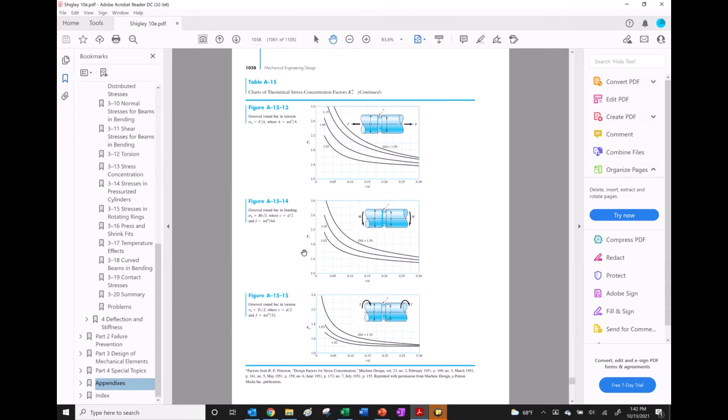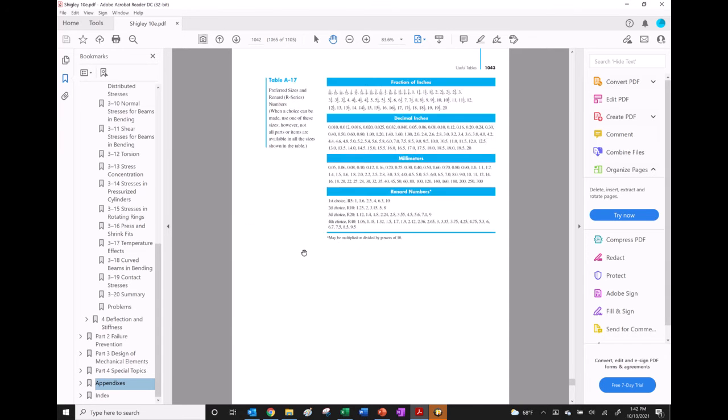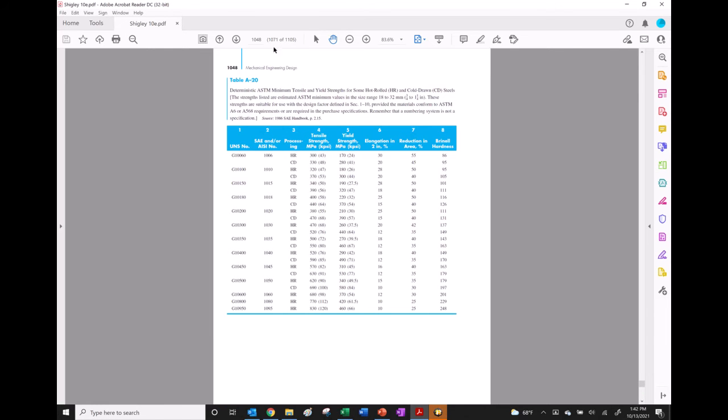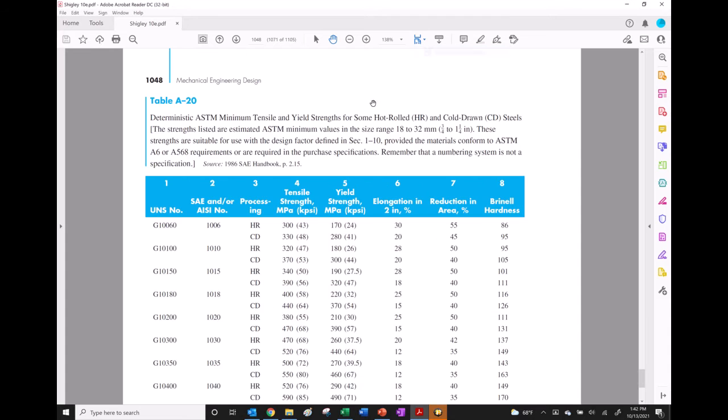So anyway, we could go into the tables. First off, we probably want to look at table A20. That's where the main material listing is right here.